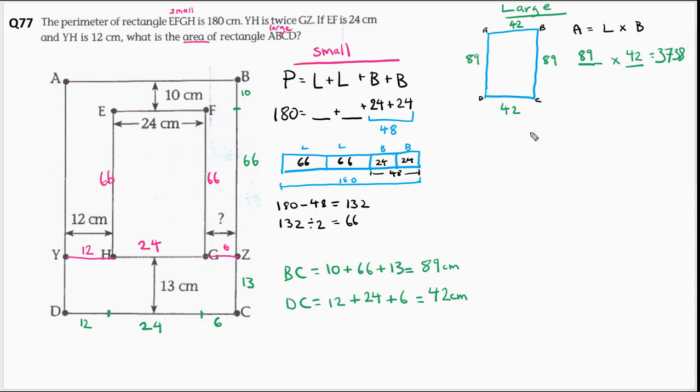3,738, and I'm going to write it down here, 3,738 centimeters squared. Okay, whatever units we are using for our lengths, we need to then square them for our final answer. Okay, and that's it.